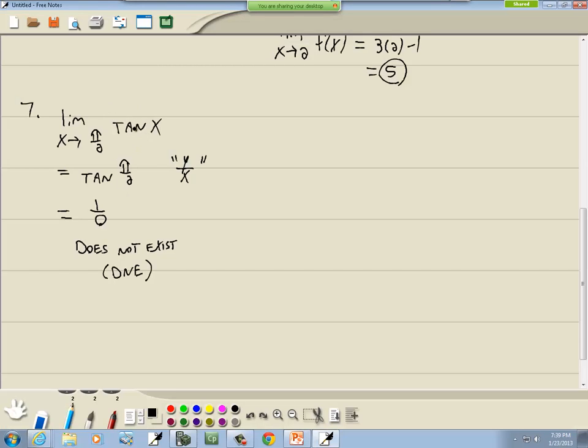So it helps to have a little bit of understanding what the graphs look like. And if you don't have that, then graph it and see what your calculator shows you. Now, you can't trust everything the calculator gives you, but some of your very basic graphs like this you can. So again, does not exist.